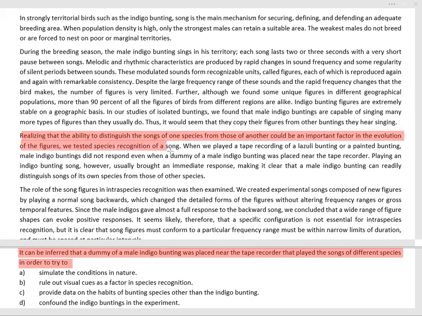We tested species recognition of a song. When we played a tape recording of a lazuli bunting or a painted bunting, male indigo buntings did not respond, even when a dummy of a male indigo bunting was placed near the tape recorder. Playing an indigo bunting song, however, usually brought an immediate response, making it clear that a male indigo bunting can readily distinguish songs of its own species from those of other species.